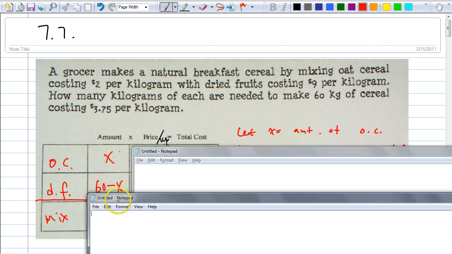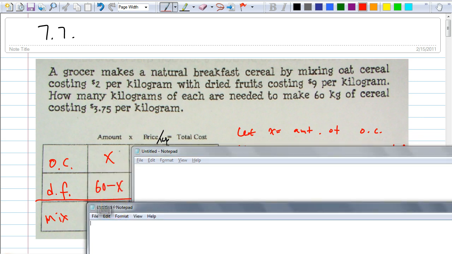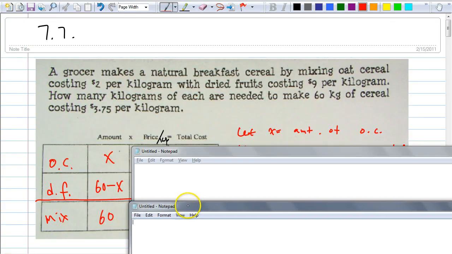60 minus X. If you're going to add X, the other has to be 60 minus X. And of course, the mixture at the end, we're going to have how much, class? 60. Yeah, makes sense. Now, can you guys change this to price per kilogram? I wrote price by mistake. It should be price per kilogram, right? That's different, okay?